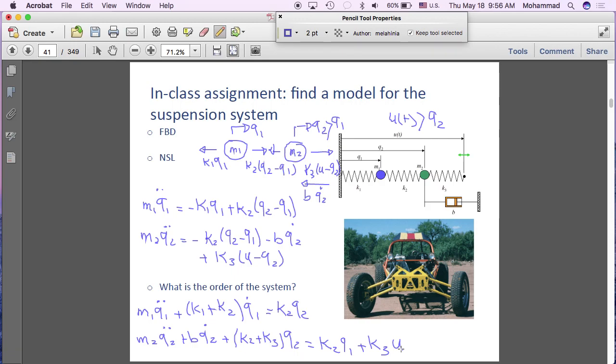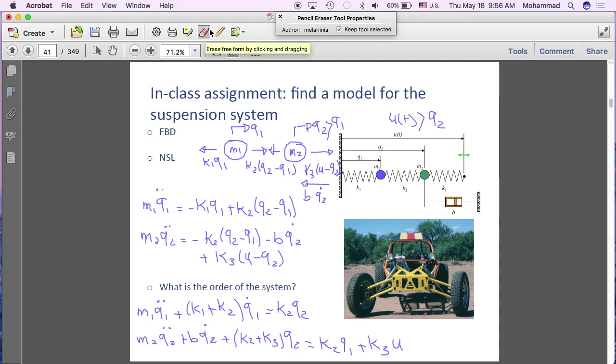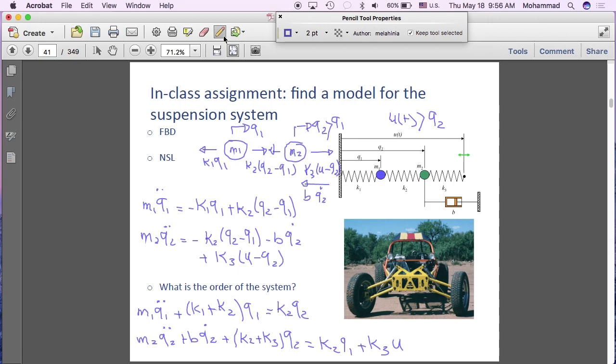Yes. Where did you get q1 dot for the first equation? I didn't. I just made a mistake, didn't I? So there should be no dot in the first equation. Let's see if I can just remove the dot. Okay.